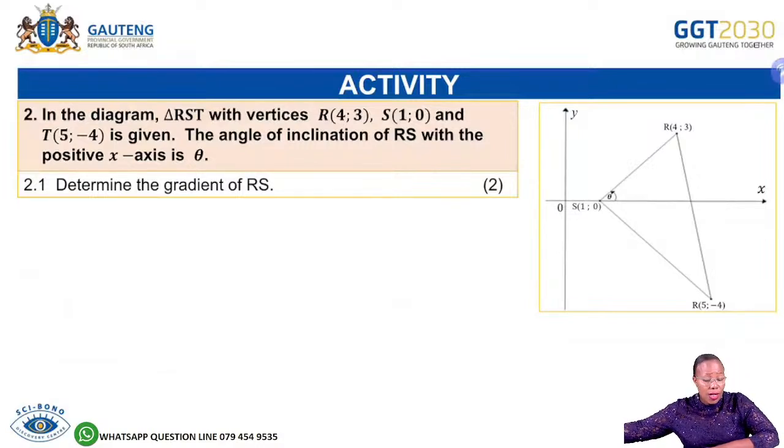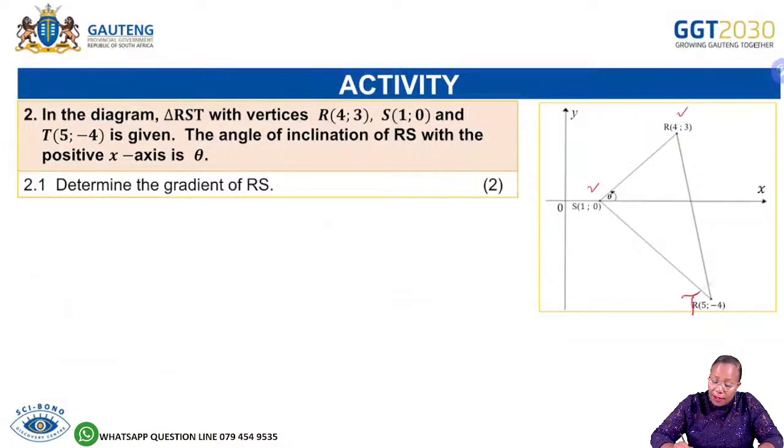The second question now. In the diagram, triangle RST with vertices R is (4; 3), their coordinates, S is (1; 0), as you can see it lies on the x-axis there. And then we have T, (5; 4), and (4; 5) and minus 4. As given, the angle of inclination of RS with the positive x-axis is theta. Therefore, we are talking about our theta angle there.